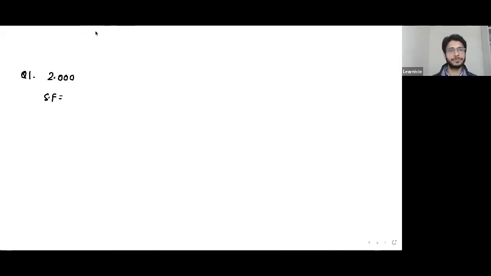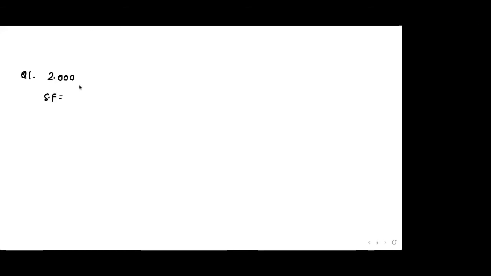Okay, let's do 3 questions for each one of you. Father, this first question is for you. 2.000. How many significant figures are there? 4. 4.